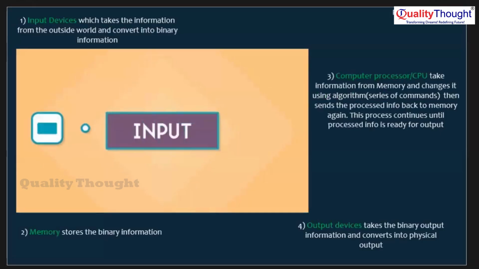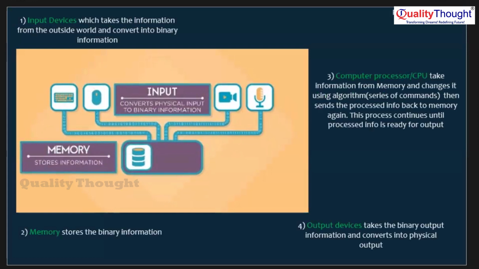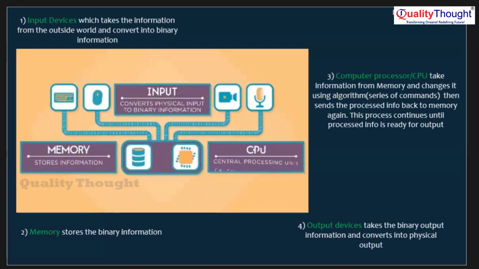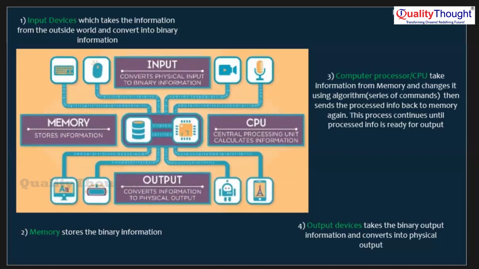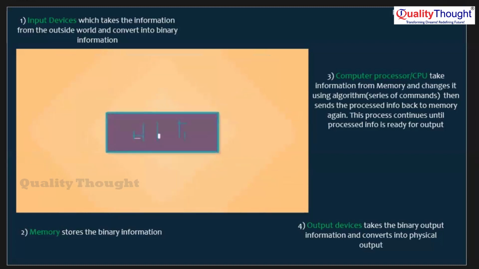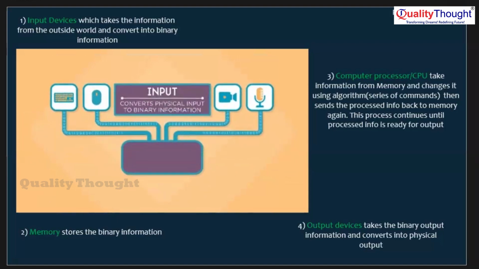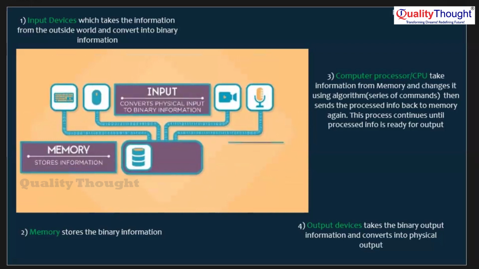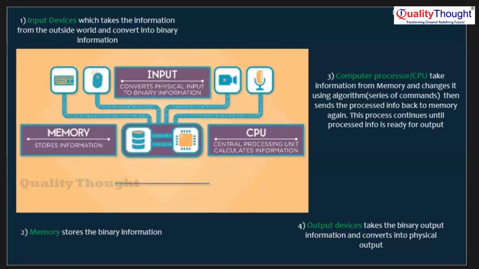Now, if you look at the computer functionality at a very high level, we have the input devices, which take the information from the outside world and convert that into binary information. Then that information is further stored in the computer memory, which is called RAM. And then the computer CPU will take that information from the memory, apply an algorithm on top of that input, transform it into a desired output format, and store it back into the computer's memory.